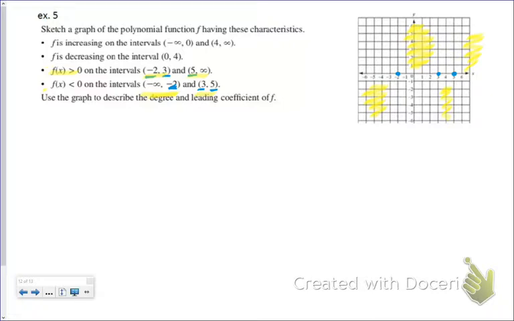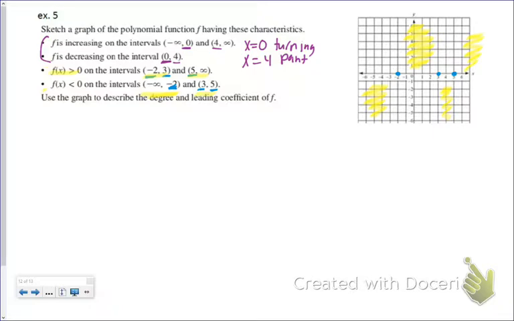The last thing I need to consider is where this graph is actually going to turn to go through these points. That's where this top information comes in. So if my graph was increasing until 0 and then it changes to decreasing, that means when x equals 0, I have a turning point. At x equals 4, my graph switches again. So that's going to be another turning point.